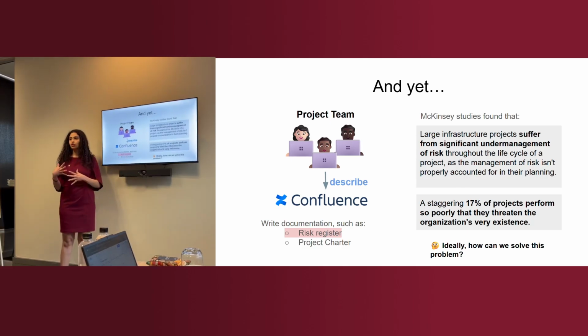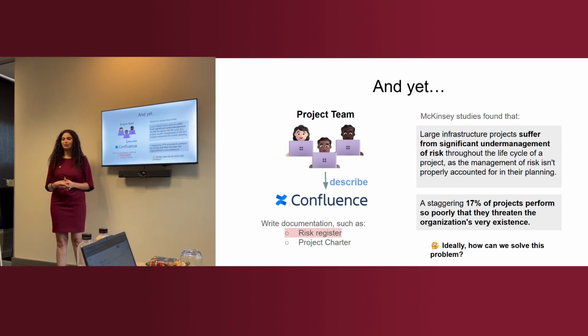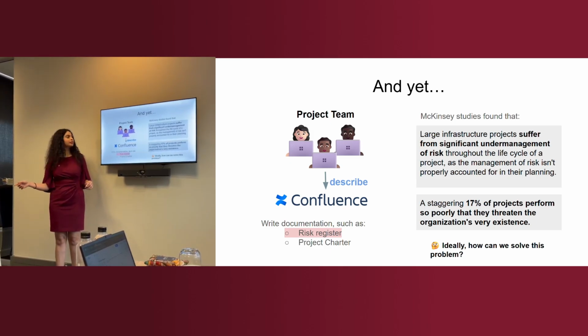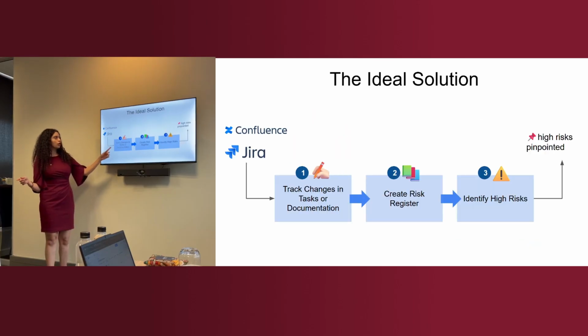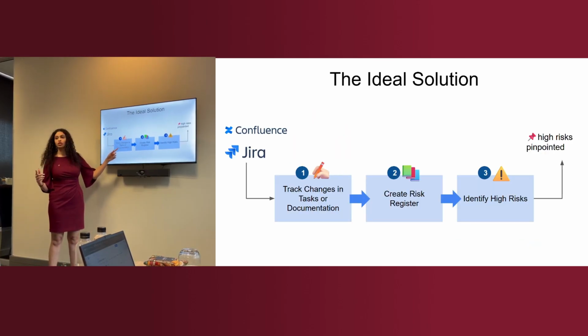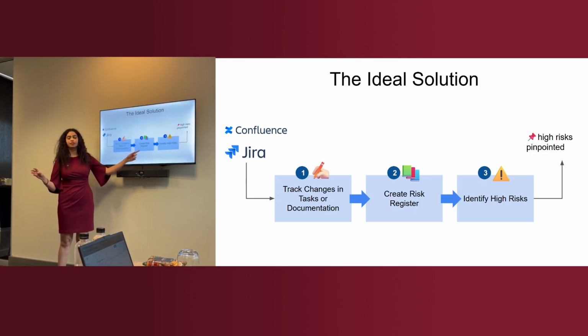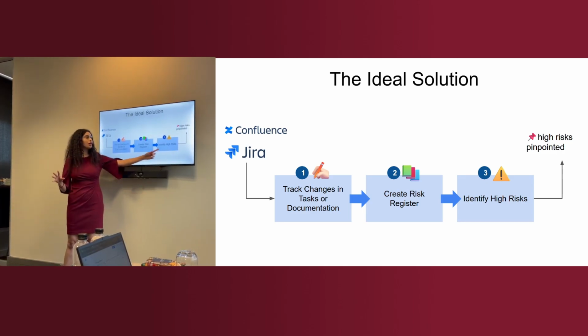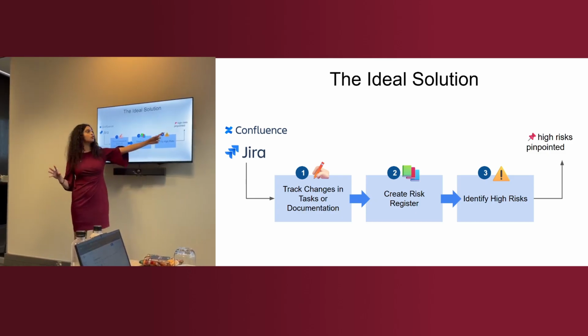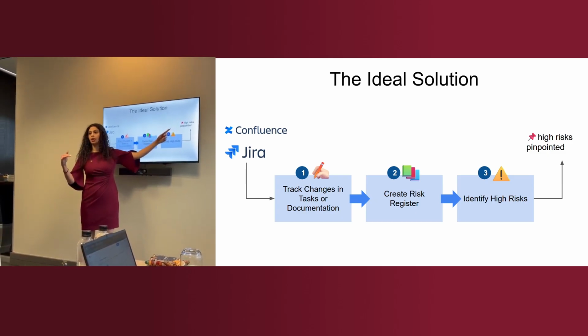So ideally, how do we solve this problem? What do you think? We want to make sure we are always updating our risk registers, right? So how can we do that as humans? First of all, every day, we need to track the changes that happen, whether in our tasks or our documentation. And then from these changes, we will create the new risk register. And then from this risk register, we identify the high risks. So in the end, we have the high risks prioritized.